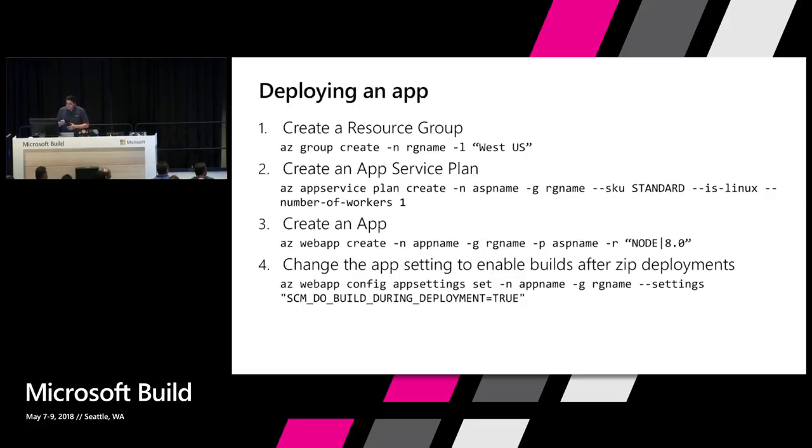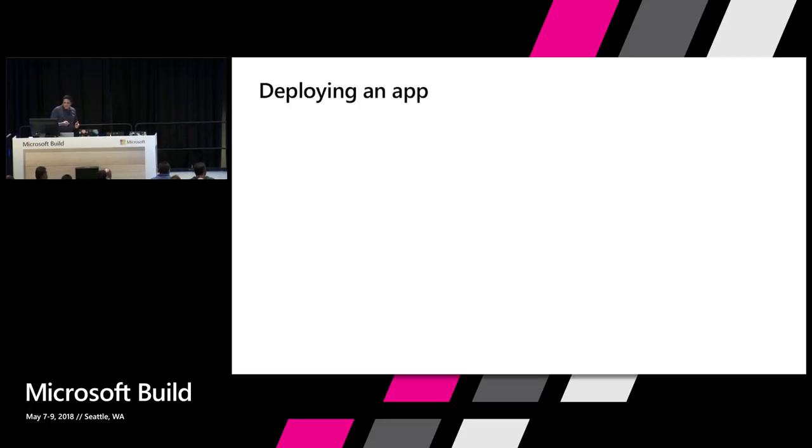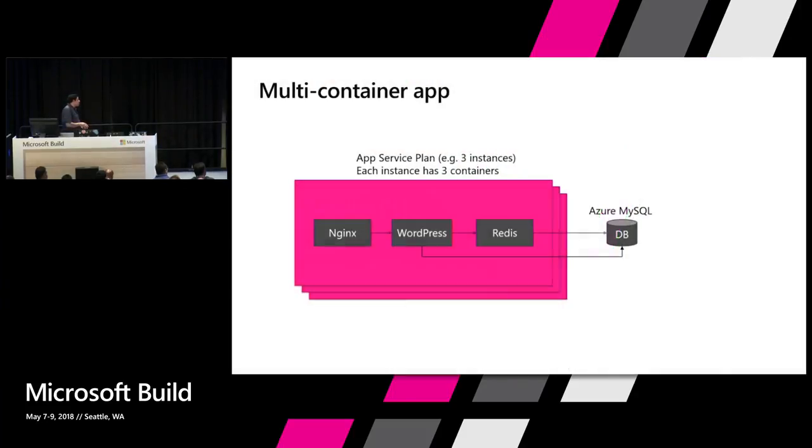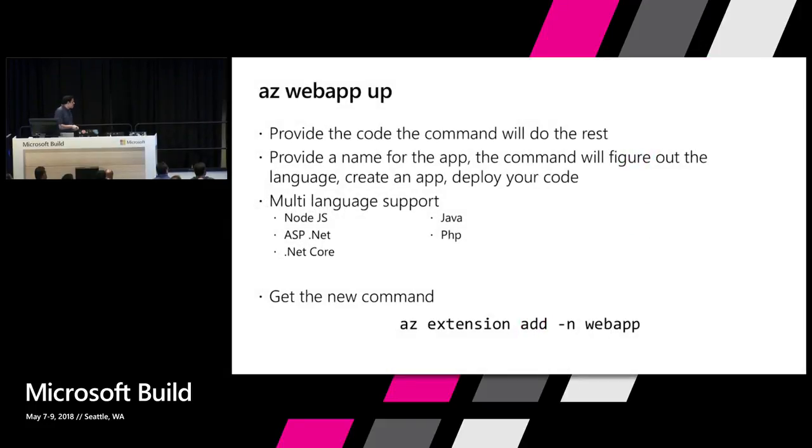So we shipped AZ Web App up. How do you get to AZ Web App up? First, you need to get it through the extensions. If you install the extension, AZ extension add web app, you'll also get AZ Web App up. You'll get the experience for SSH and the experience for snapshots, which I will actually talk about right after this.